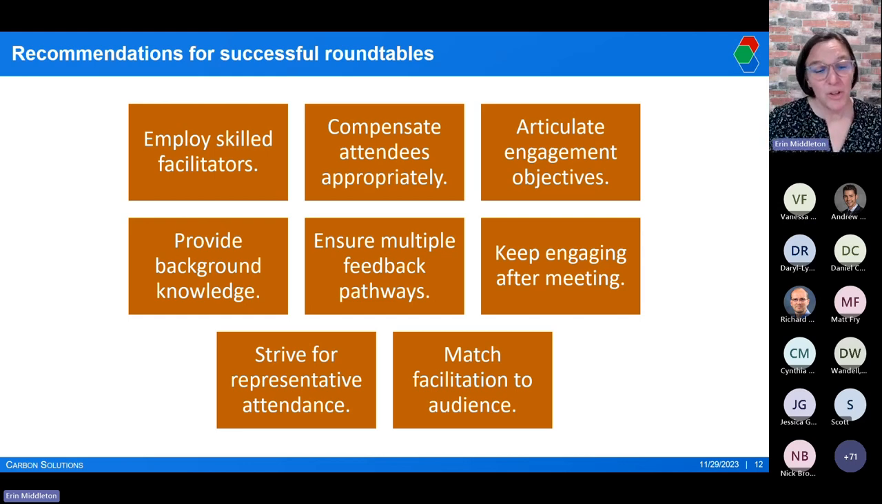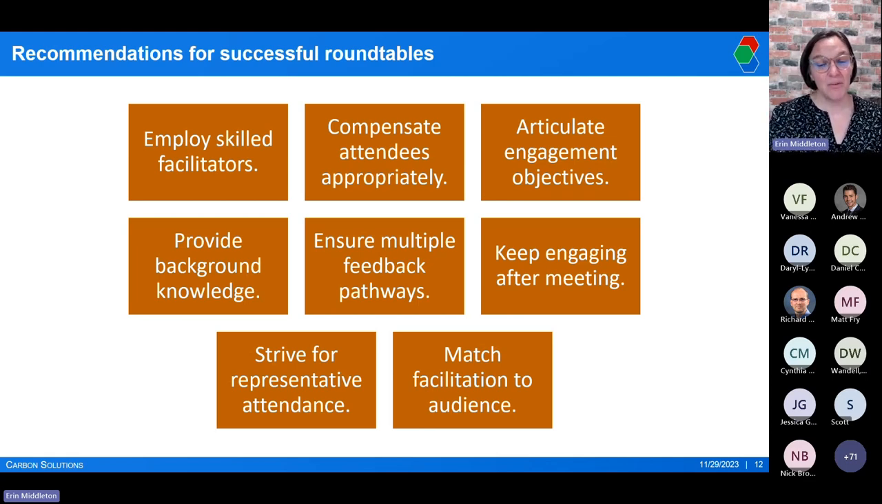Another goal is to strive for representative attendance, and this is hard. I think for these roundtables, lots of great people attended. I think that if this were to be replicated again, the roundtable is one means. It is possible that somebody else may need to be reached by a survey, and other people may need to be reached by drop-in sessions. And so having a strategy for hearing all the voices that you need to, depending on what you need, is going to be important in order to find the people who you need to comment on these tools. And finally, it's matching facilitation to audience. In some places, coming in with a suit may be welcoming, and in other places, being more informal may be more welcoming.